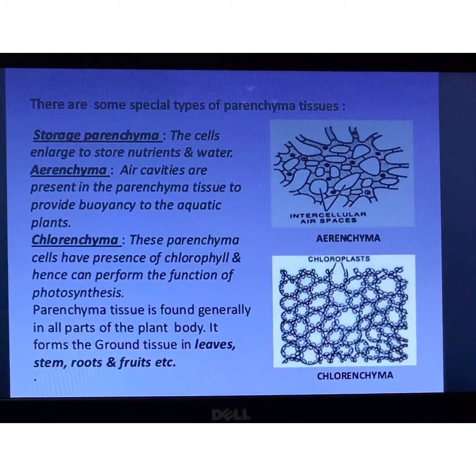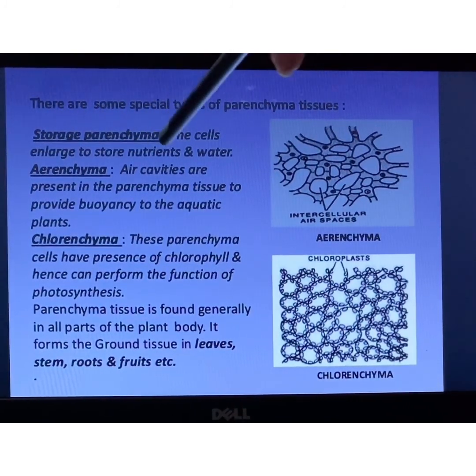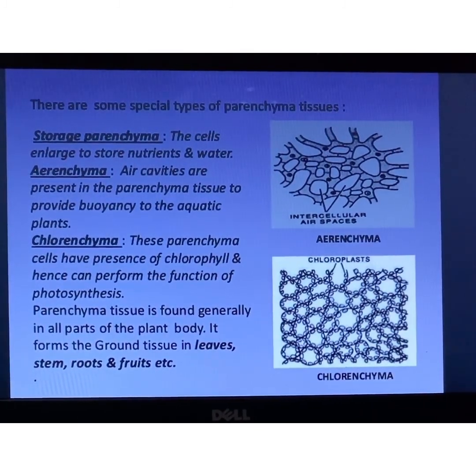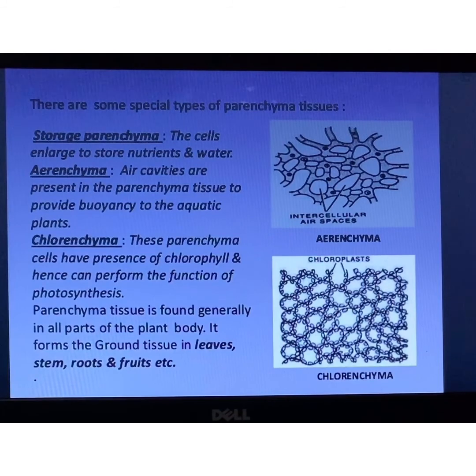So what are they? The special types of parenchyma tissues: the storage, what I was talking about, the cells are enlarged to store nutrients and water. They will also store food and oil, as I mentioned. Aerenchyma, the word air will help you. Aerenchyma, air cavities are present in the parenchyma tissue to provide buoyancy to the aquatic plants.